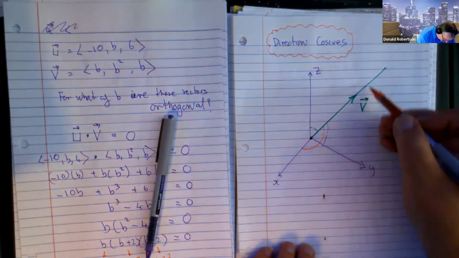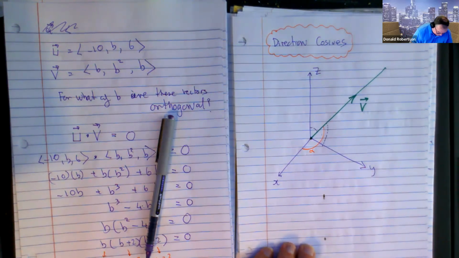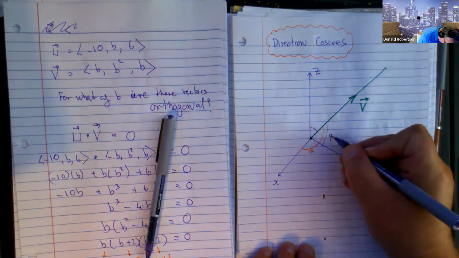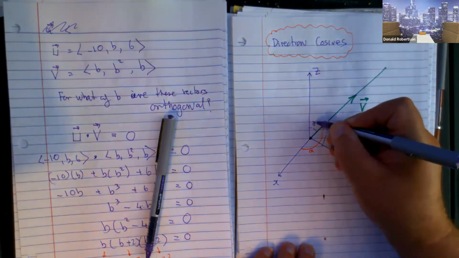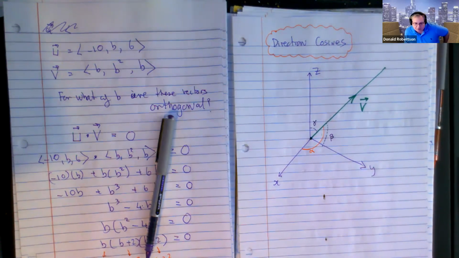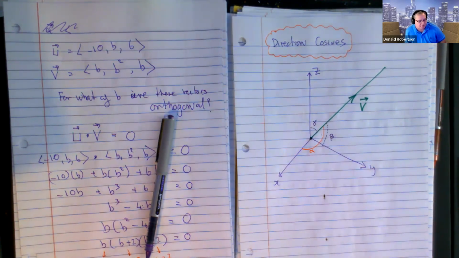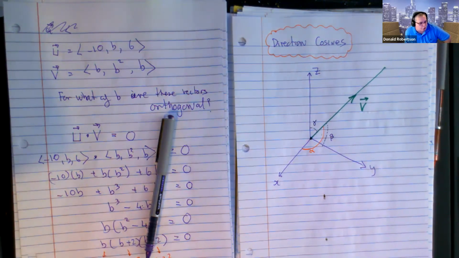Now, we have names for each one of those different angles. The angle the vector V makes with the x-axis is called alpha. The angle that it makes with the y-axis is called beta. And the angle that it makes with the z-axis is called gamma. Now, you notice gamma looks like alpha turned on its side. Alpha, beta, and gamma. These angles are your direction cosines. It's a funny name for them, but you'll see in a minute why they're called that funny name.